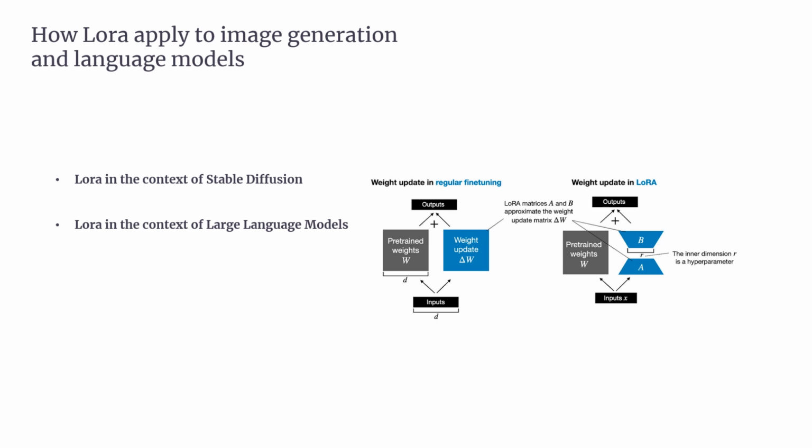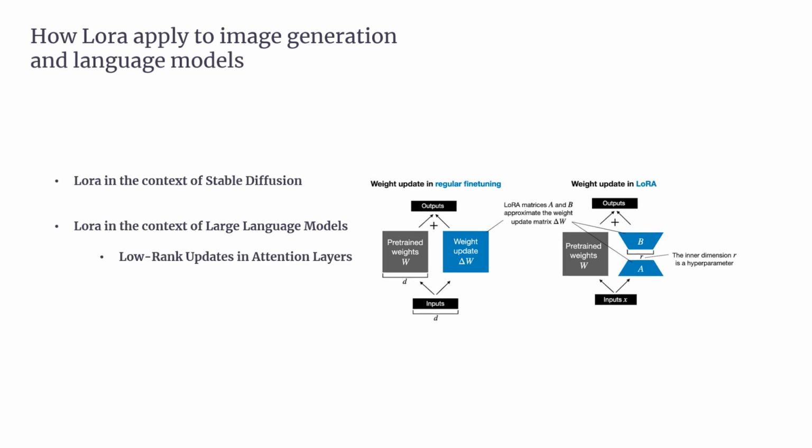Then, let me discuss LoRA in the context of large language models. LLMs, such as GPT, Generative Pre-trained Transformer, and T5, text-to-text transfer transformer, are built on transformer architectures, where self-attention mechanisms are used to model relationships between words or tokens. LoRA can be applied in a similar way to these models as it is to Stable Diffusion by introducing low-rank updates to specific layers, like attention layers.